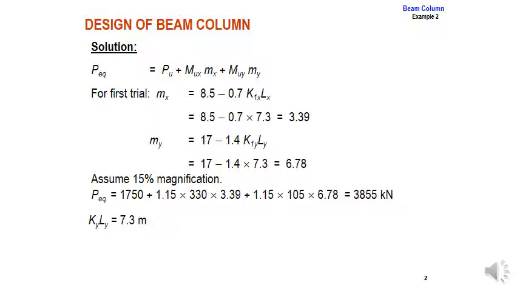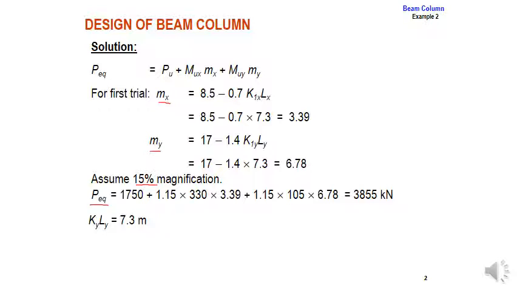If this is the particular case as input data, it will be very easy to calculate the P equivalent. Your P equivalent will be equal to PU plus MX into the factor plus MY into the factor. In x and y direction you are getting your moments, and correspondingly you have to calculate the MX and MY for the first trial by following the first trial equations, and by applying the 15% magnification you can get the P equivalent.